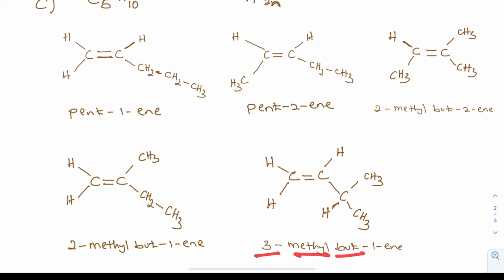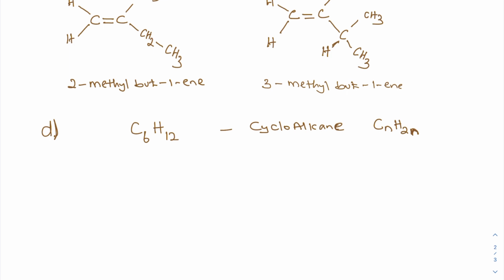3-methylbut-1-ene. Another example is C6H12, a cycloalkane with general formula CnH2n, which is the general formula for the molecular formula. Cyclohexane.